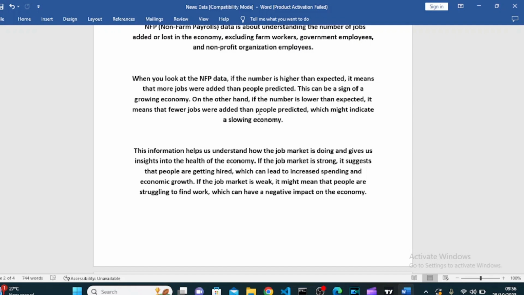This information helps us understand how the job market is doing and gives us insight into the health of the economy. If the job market is strong, it suggests that people are getting hired, which can lead to increased spending and economic growth. If the job market is weak, it might mean that people are struggling to find work, which can have a negative impact on the economy.